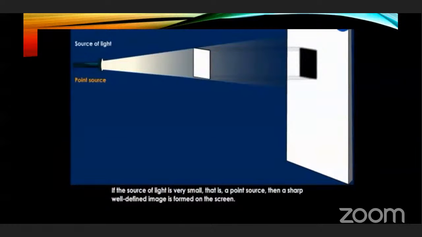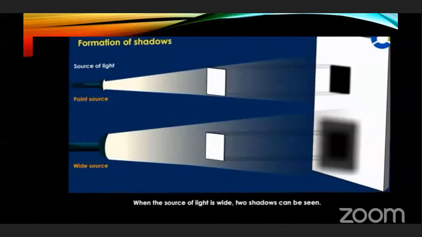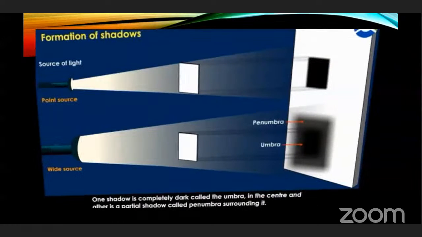Now, we will see types of shadow. If there is a point source, means a very small source of light, then a sharp, well-defined image is formed on the screen. You can see here on the screen, there is a well-defined image of the shadow. And when the source of light is wide, two shadows can be seen. See here in the second picture, you can see two shadows. The dark shadow is called umbra. It is in the center, and the other is a partial shadow. It is called penumbra. Observe this carefully.